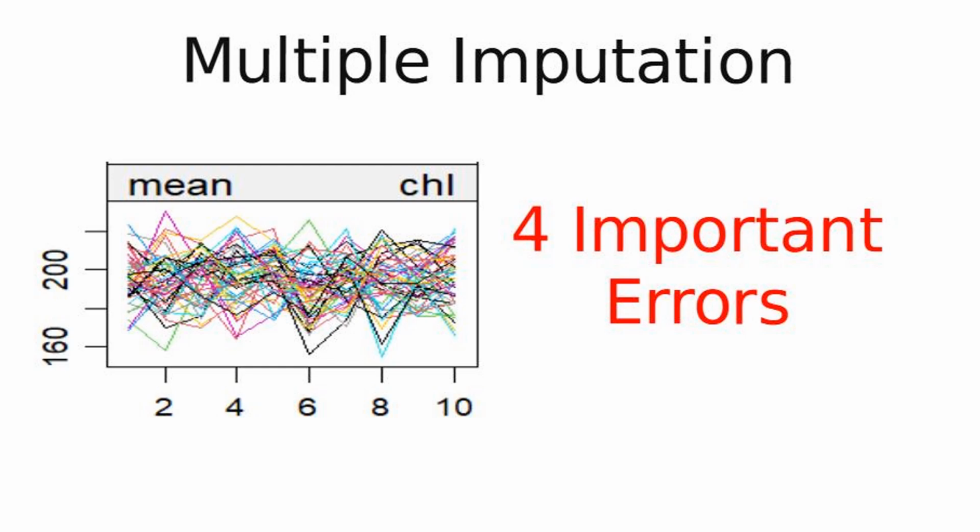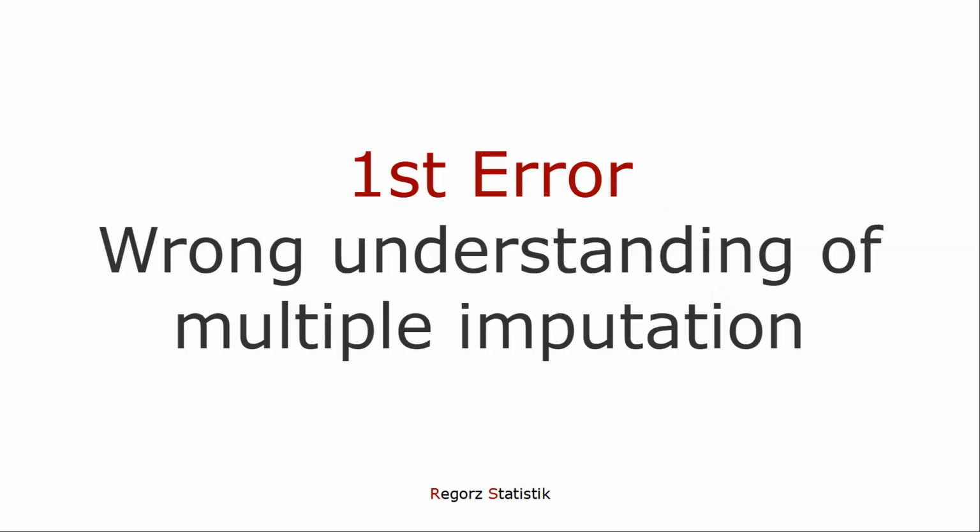In this video I'll tell you about common errors for multiple imputation for missing values. There are 4 main errors I've come across from time to time, and I think it's important not to do them. The first error, a fundamentally wrong understanding of how multiple imputation works. And unfortunately that happens more often than one would think. So for that reason, a short recap of how multiple imputation works.